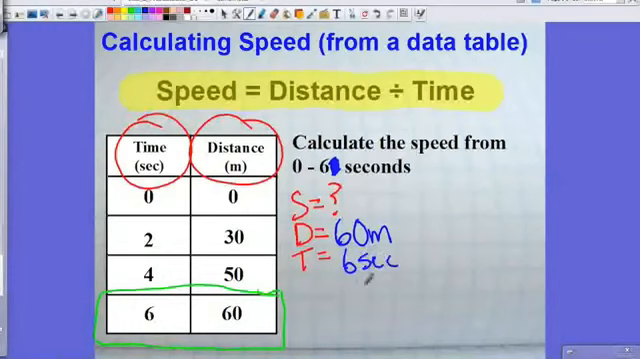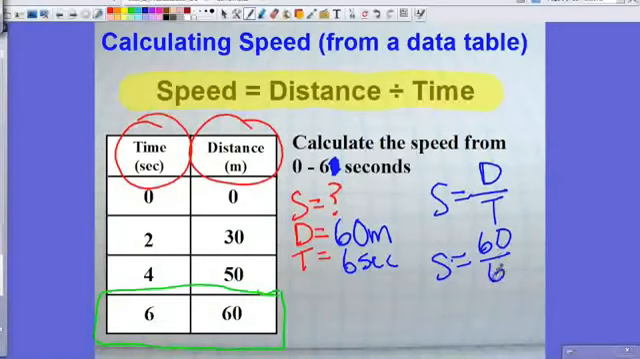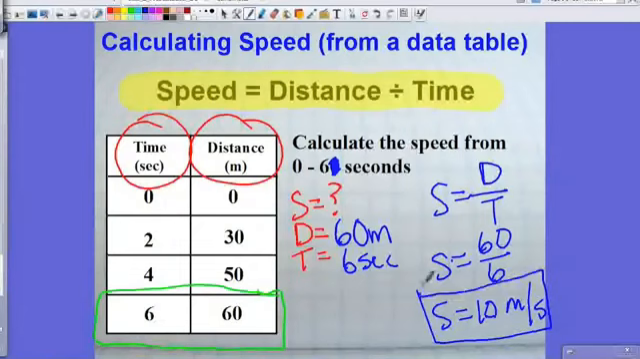Right? So now if I use the equation, again, I'm going to write it out. S equals 60 over 6. Right? So I plug it in, distance divided by time. So S equals 10 meters per second. And there you go. All right, so that's how you find it.